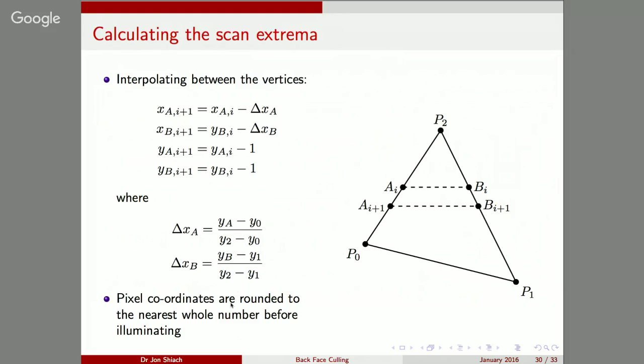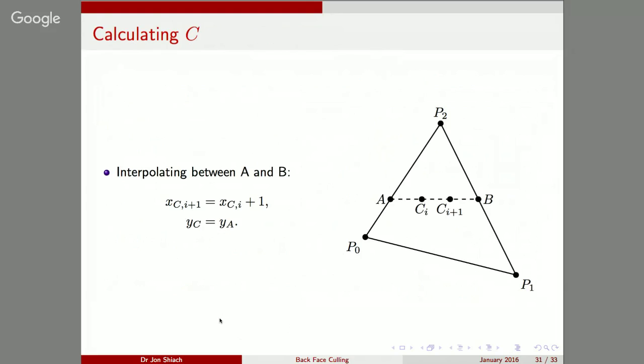And of course, we have to round pixel coordinates to the nearest whole number, because we can't have half a pixel. Pixels are discrete entities. It's either one pixel or no pixels. So x and y coordinates are quite easy. Now, across the scan line.